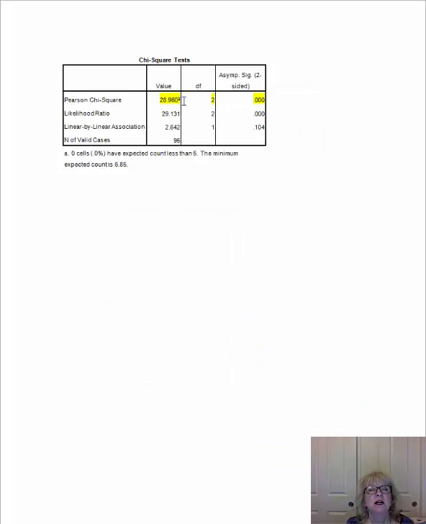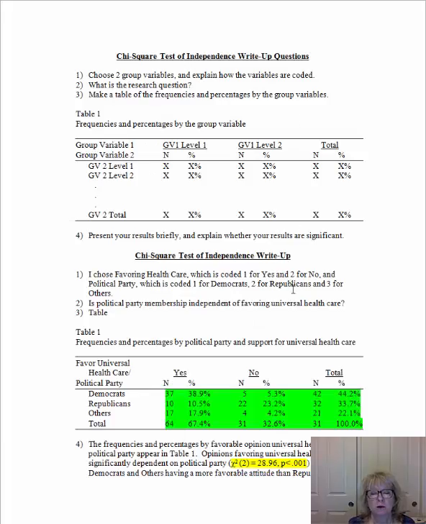Here we see our chi-square value is 28.960 with 2 degrees of freedom. And the probability that's reported here is 0.000. So we're going to report it as less than 0.001. So here our chi-square with 2 degrees of freedom is 28.96 and p is less than 0.001, with Democrats and others having a more favorable attitude than Republicans.